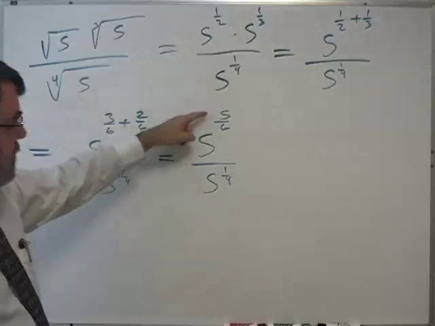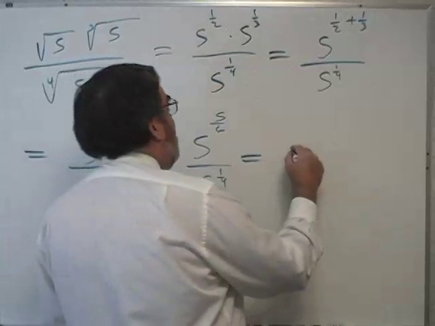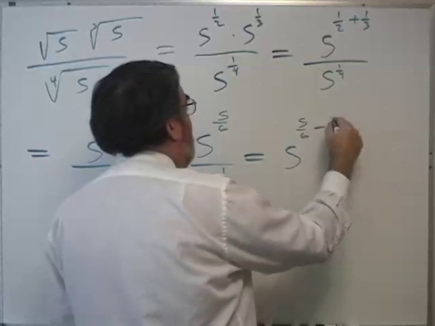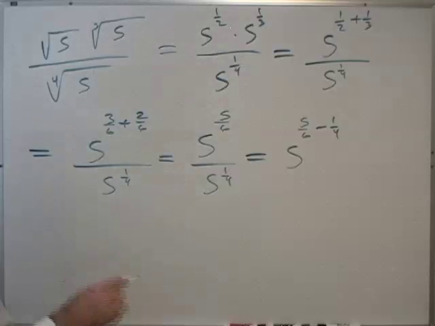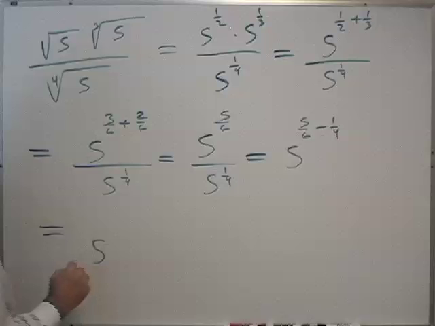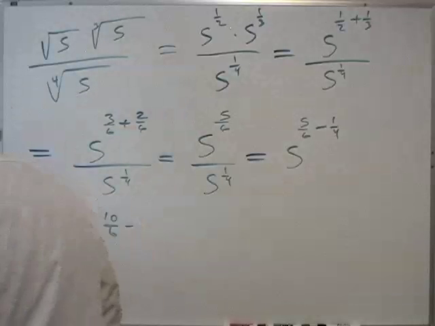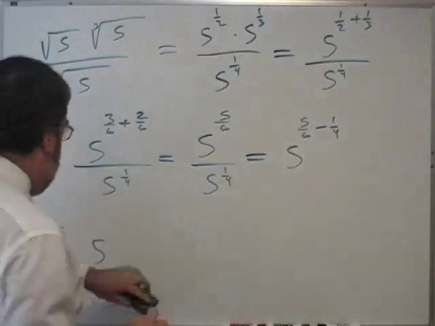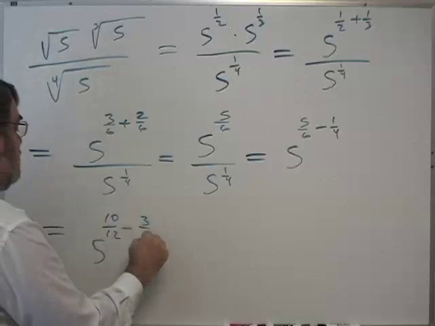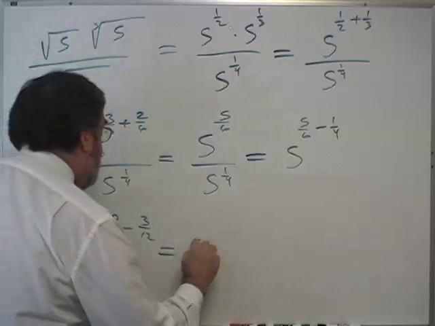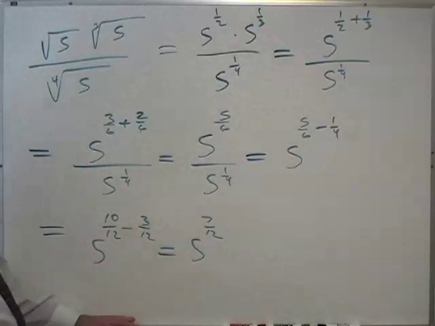Now what do we do? Well, when you divide two numbers with the same base, then you subtract exponents. So we have 5 to the 5/6 power minus 1/4. And let's see, our common denominator there is 12. So this will be 5 raised to the 10/6 minus, whoops, sorry, mistake. Let's make that 10/12. 10/12 minus 3/12. So that becomes 5 to the 7/12. Okay, well, 5 to the 7/12.